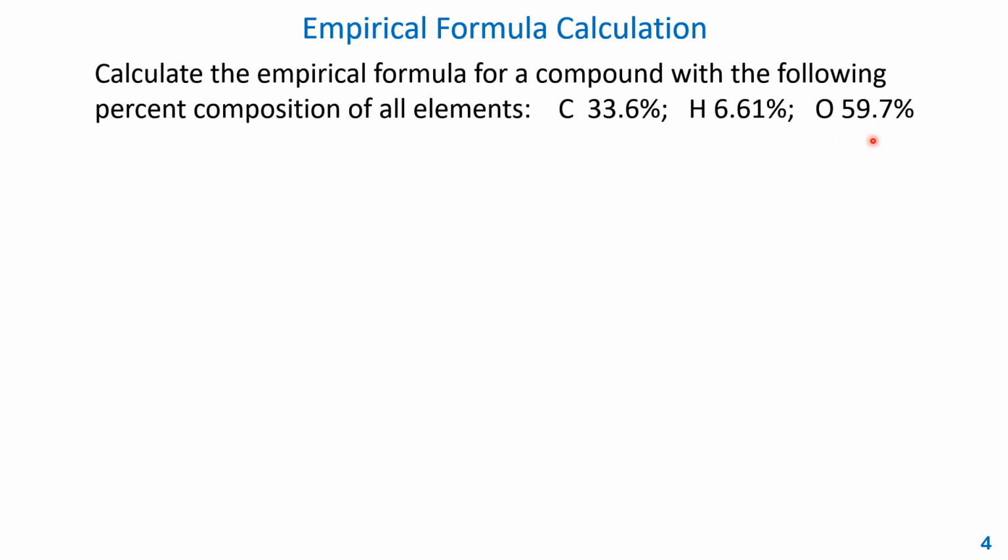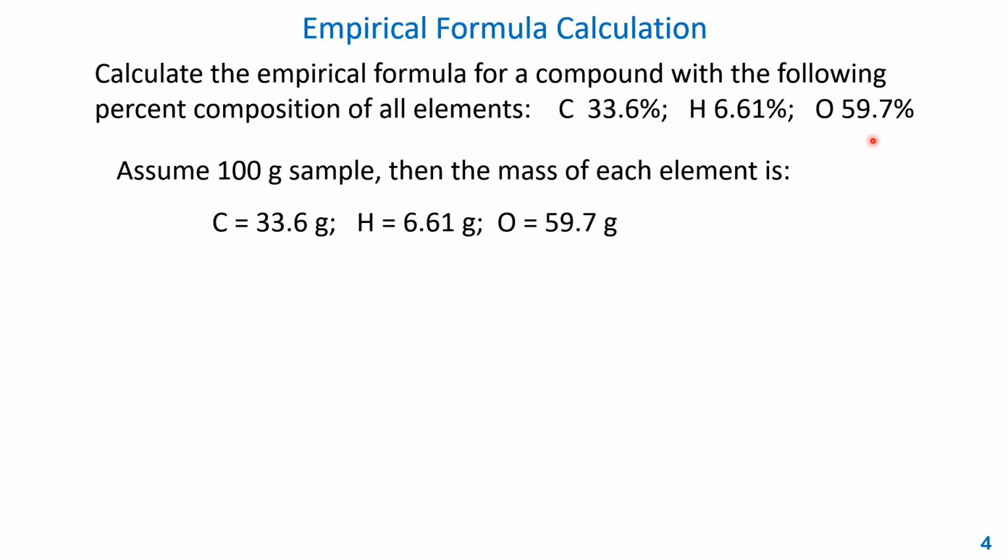The trick for this kind of question is, first, you assume 100 grams of sample because this will give you a much easier calculation. If you have a 100 gram sample, then the mass of each element will be the same as the percentage. For carbon, it's 33.6 grams, hydrogen 6.61 grams, and oxygen 59.7 grams. This is just for convenience. Of course, you can assume a different amount of sample, but then these numbers will be different from the percentages.